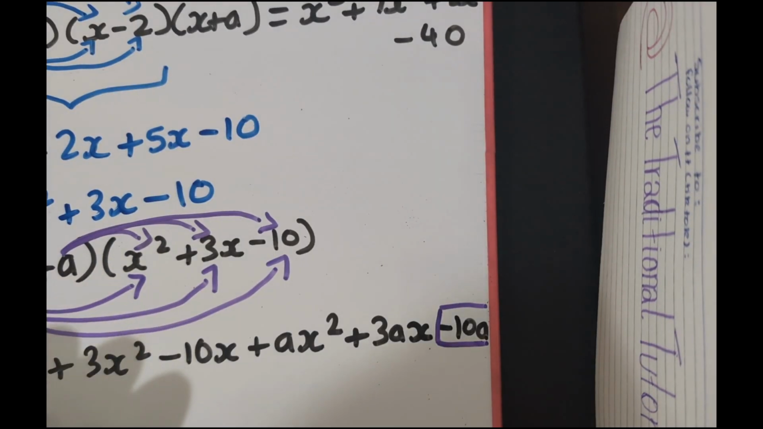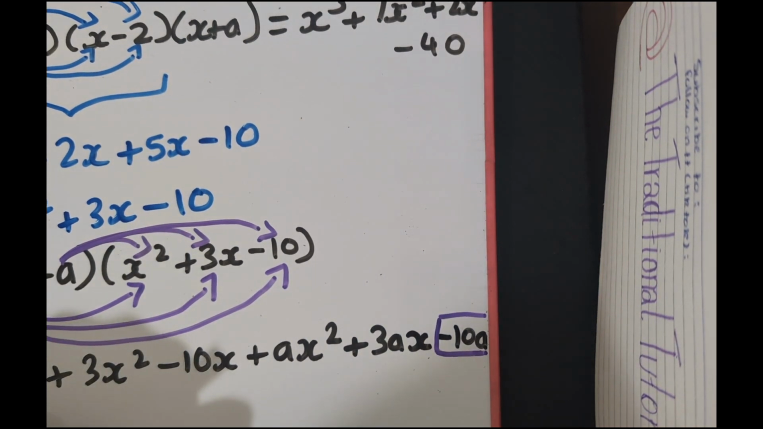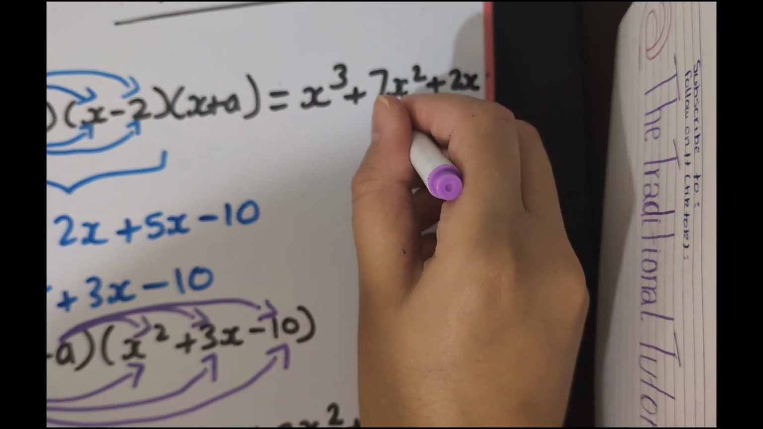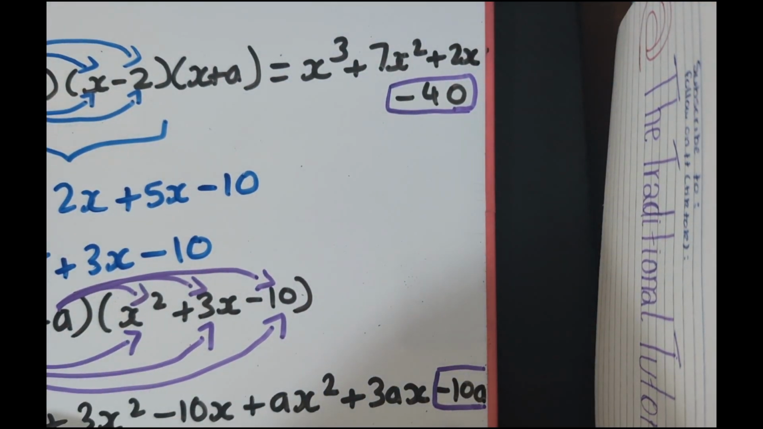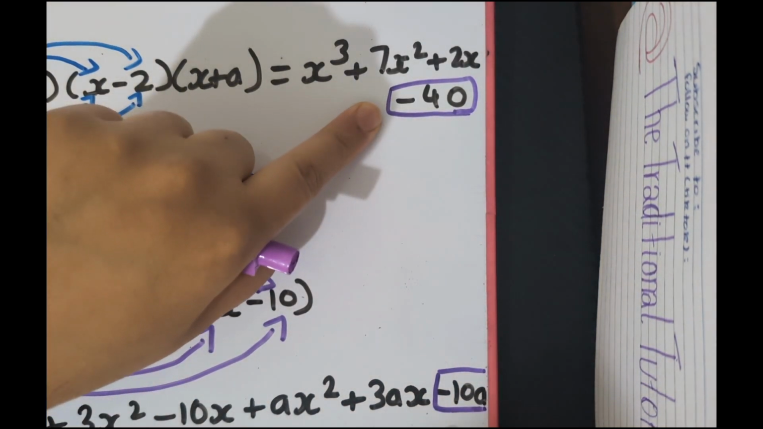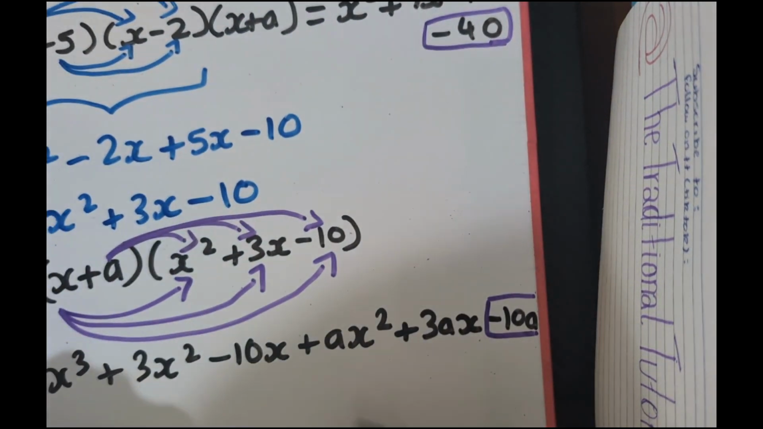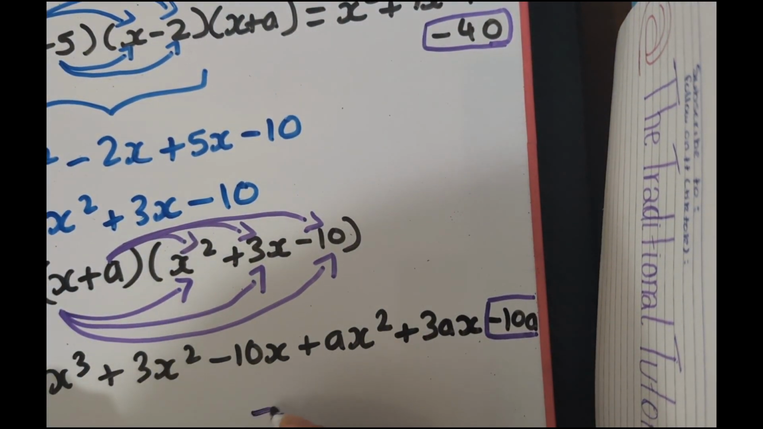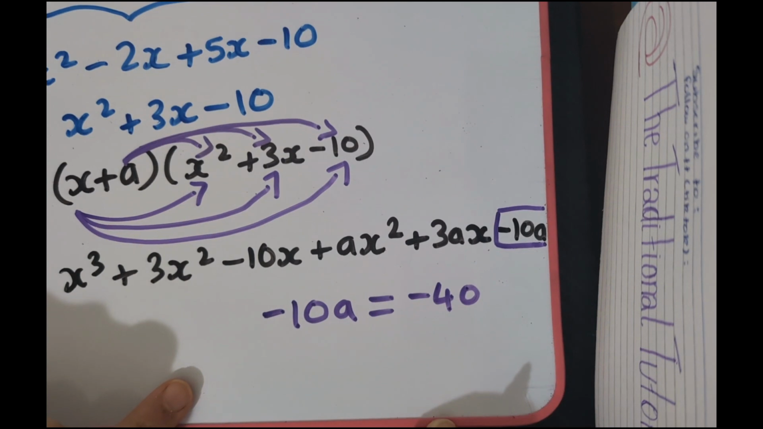So an easy way to look at it now, after I've done my expanding, is I can look at minus 10a and compare that with my negative 40 over here. The reason being is because minus 10a is not an x term, it's not an x squared term, and it's not an x cubed term either, which means it's directly going to be equivalent to my negative 40. So I can just write that down as an equation and solve it. So negative 10a is equivalent to negative 40.